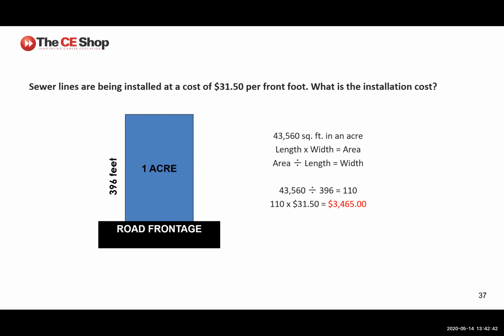Real easy thing to know. First off, if it's an acre, you know you've got 43,560 square feet. You divide that by the depth, which is 396 feet, which gives you 110. So that's going to be your front footage. Multiply that by $31.50, and you're up to $3,465.